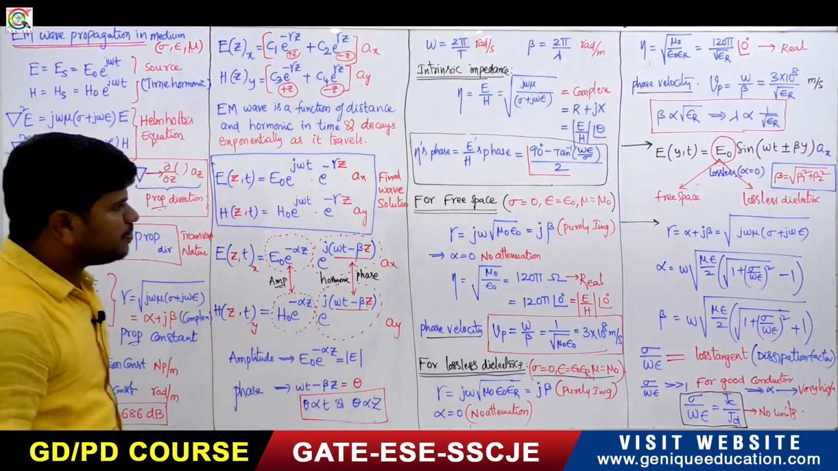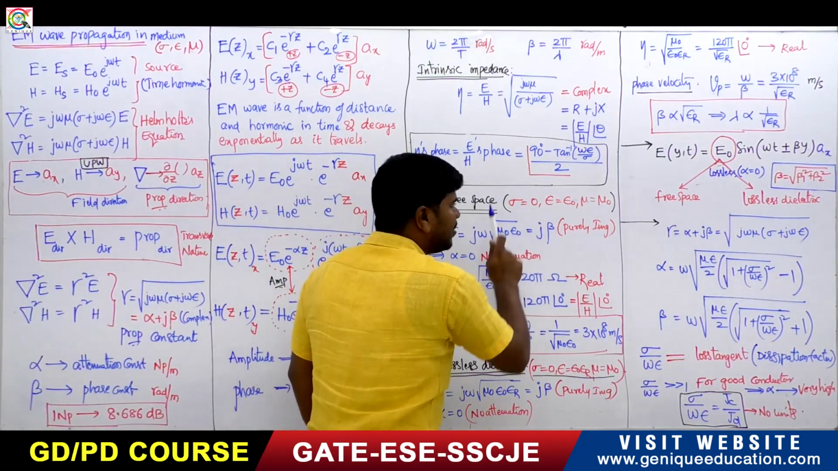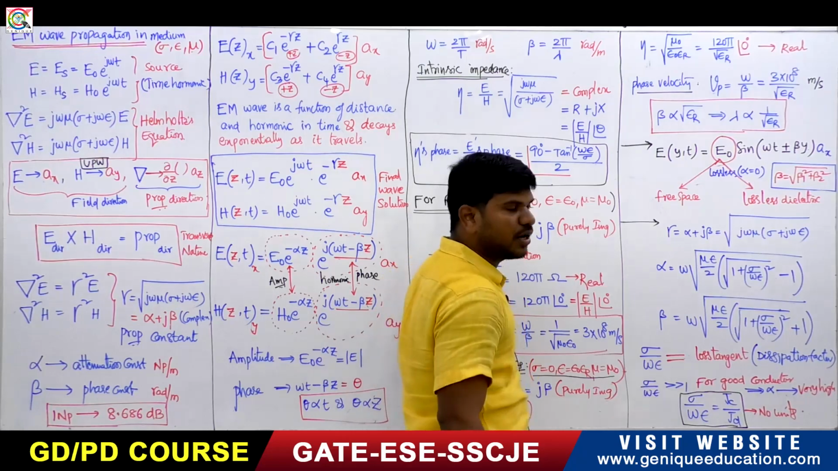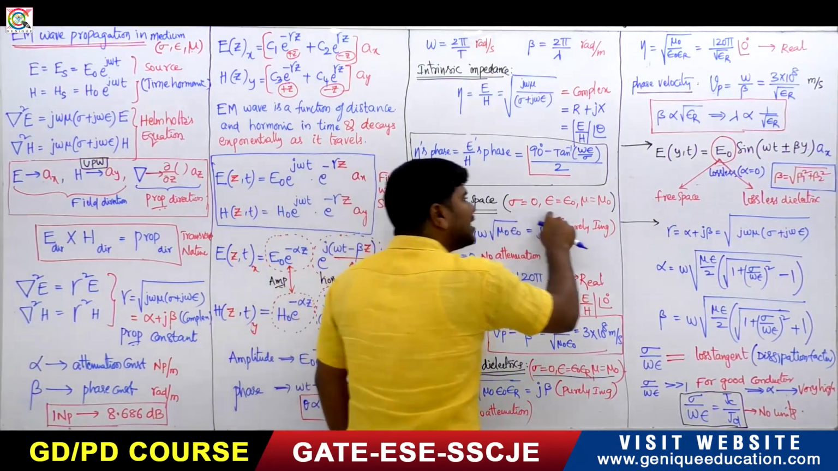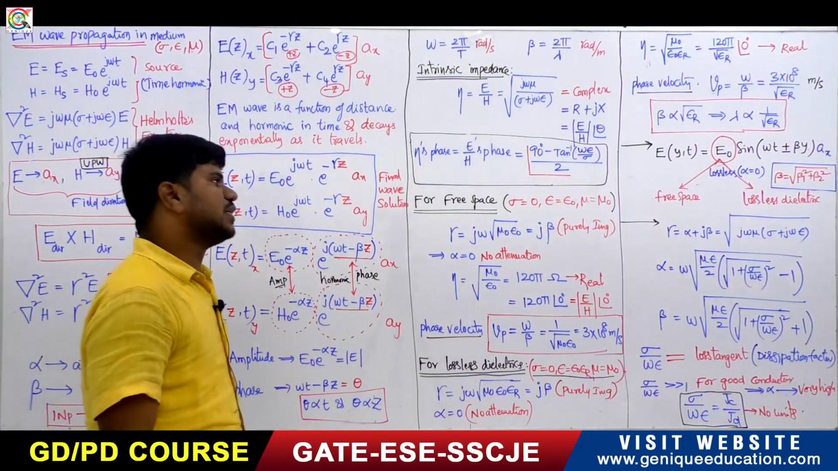So suppose it is a free space, the conductivity of the free space will be 0, and epsilon is equal to epsilon naught, mu is equal to mu naught. So this is the point you have to understand. Okay. So for free space, these are the material constants. Sigma is equal to 0, epsilon is equal to epsilon naught, mu is equal to mu naught.